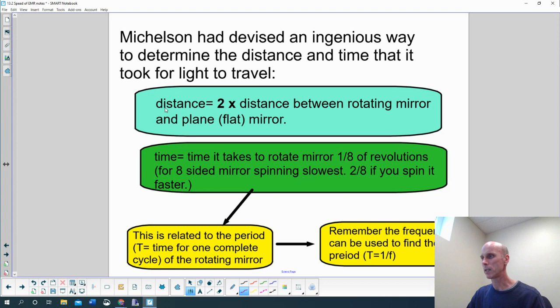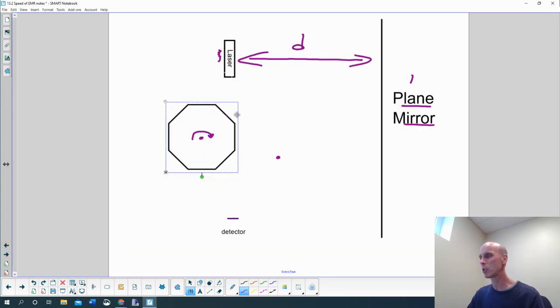So let's consider the distance. How far did the light have to travel in this experiment? Well, first of all, let's define the experiment. The experiment lasted from the moment the pulse of light hit one side of the eight-sided mirror until it went to the other mirror and back. So the distance is 2 times the distance between the rotating mirror and the plane or flat mirror. So if we go back to our picture, if we could find out this distance from here to here and back, so there's our distance. We just have to double the distance to know how far the light traveled, and that's what we use.